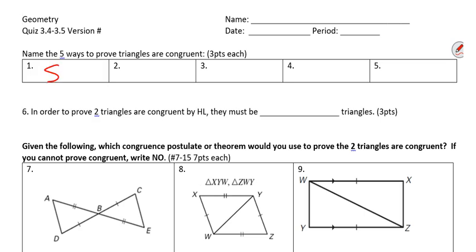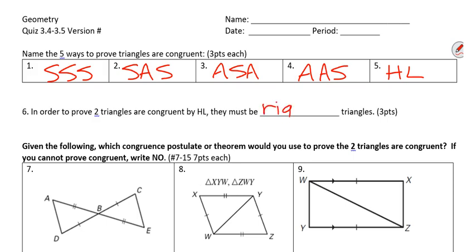So, I mean, all of these first answers are the same. Side, side, side, side, angle, side, angle, side, angle, angle, angle, side, and HL. And remember, we never use 2 S's next to each other unless it's side, side, side. Number 6 was, again, in order to prove 2 triangles are congruent by HL, they must be right triangles.